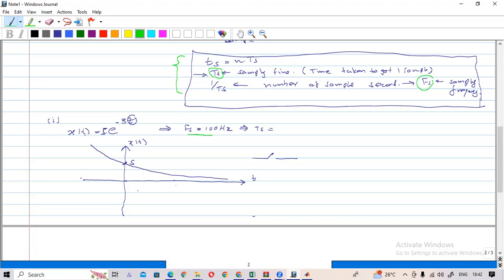Using this relationship you can tell. So if the sampling frequency is 100, what is the sampling time? If the sampling frequency here is 100, what is the sampling time? Please tell me.